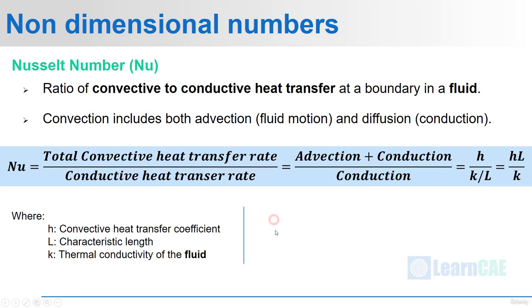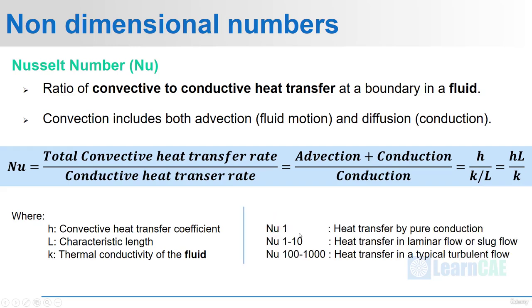If the Nusselt number is equal to 1, it means the advection, that is the bulk fluid motion, is equal to 0. Therefore, it will be conduction on top and bottom, so the Nusselt number will be equal to 1. So it means the heat transfer happens only through pure conduction.